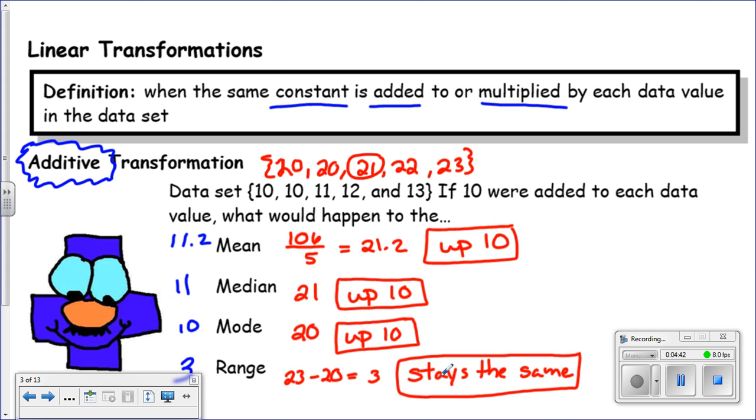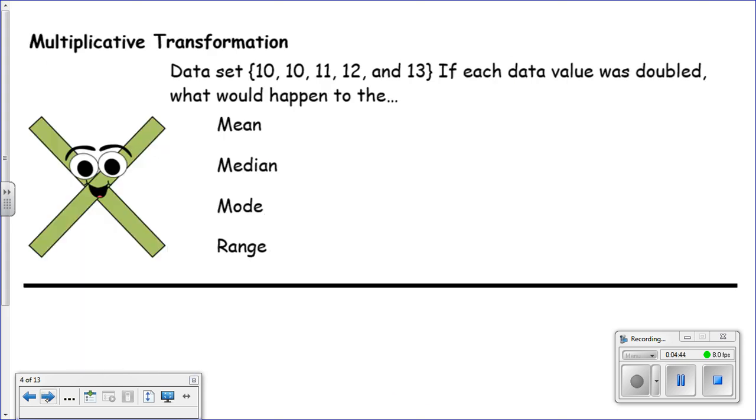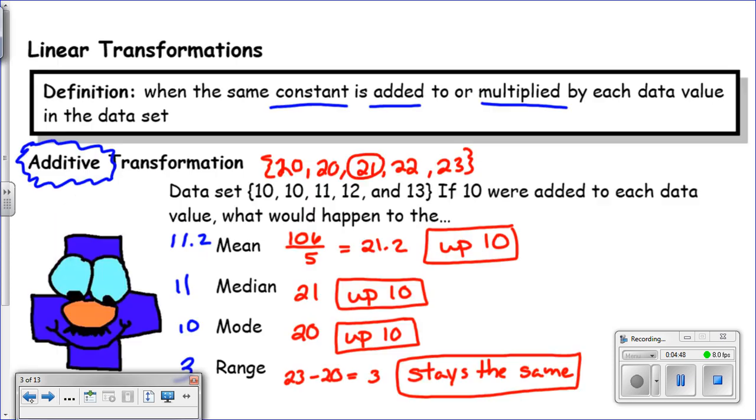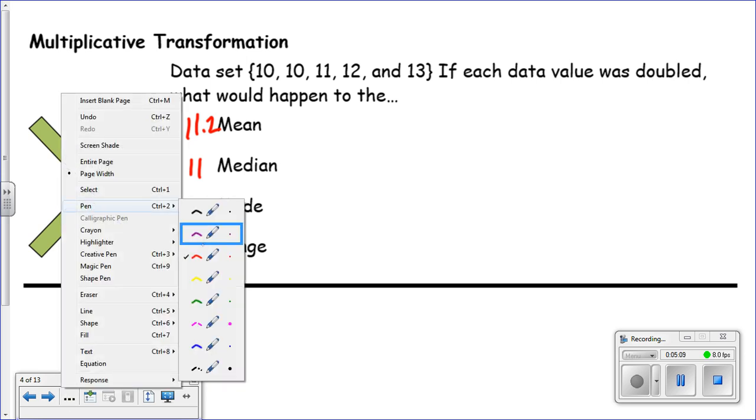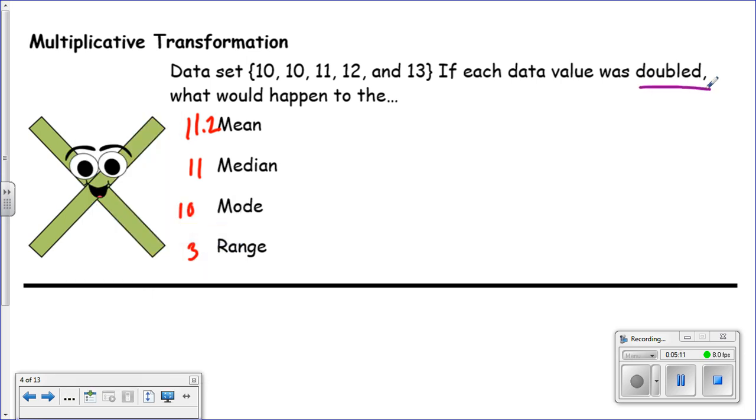Now let's see what happens when we multiply. So we're going to take the same data set. Let's copy over the 11.2, the 11, the 10, and the 3. The median value we said was 11, the mode we said was 10, and the range was 3. So now we're going to see what happens to the data set when we double everything.